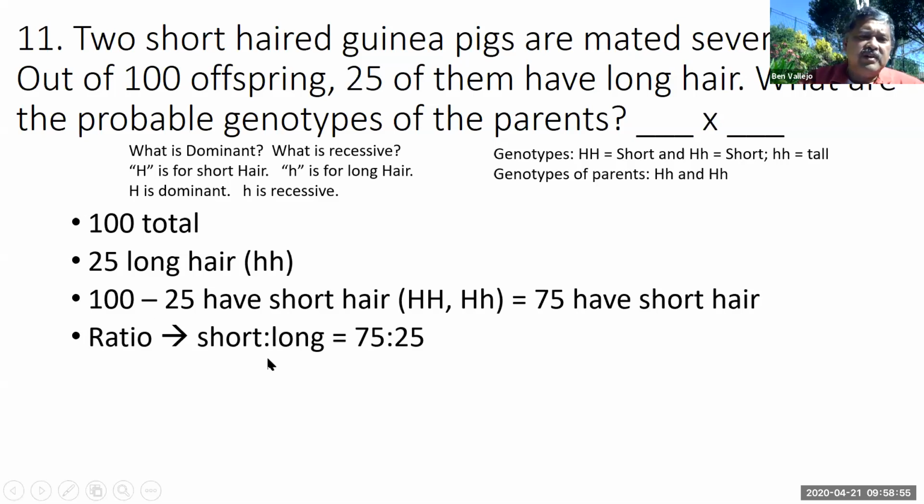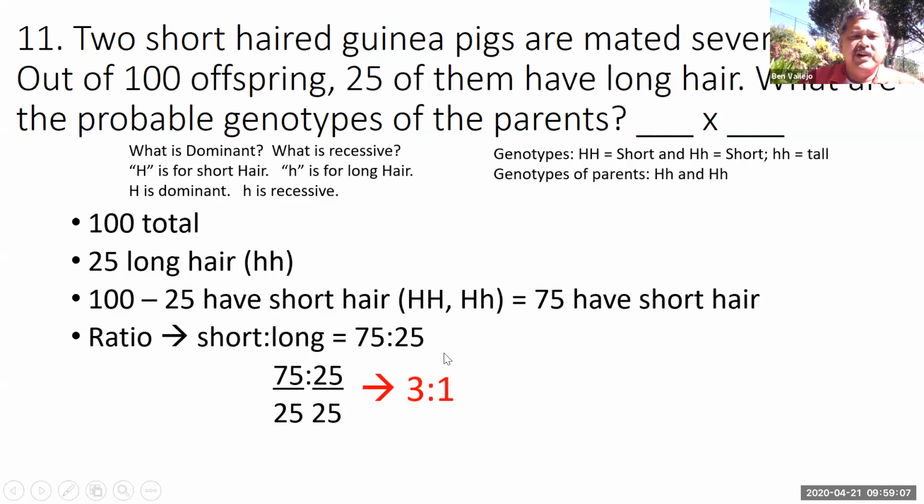So the phenotypic ratio that we know is 3:1. But for short to long, this is 75 to 25. And if you take that mathematically and divide both of those by the lower of the two numbers, so divide both of these by 25, you're going to get 3:1. So what do we remember? It's having a 3:1 ratio.